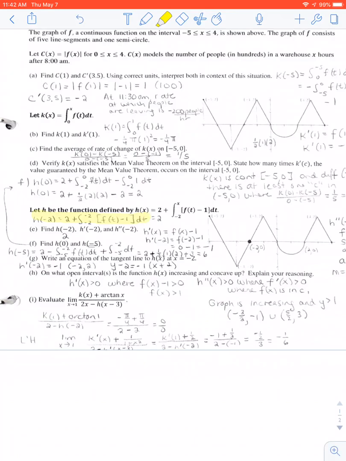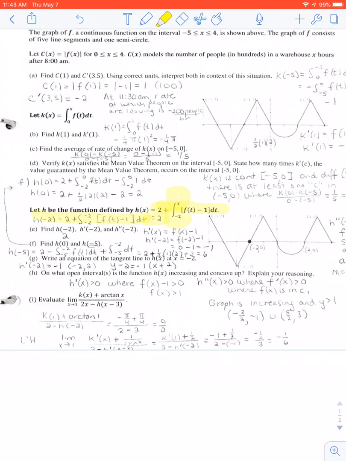And what we can figure out is when we integrate from -2 to -2, there's no area, so that's 0. So 2 plus 0 is 2. Now when we do H prime, the derivative of 2 is 0. We're going to use the second fundamental theorem. Since the bottom limit is a number and the top's just an x, we're going to replace the t with an x. So the derivative of h is f of x minus 1. So h prime of -2 is f of -2 minus 1.